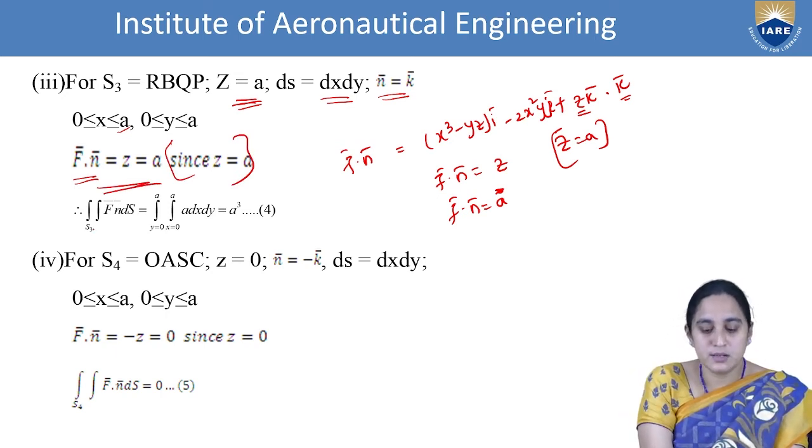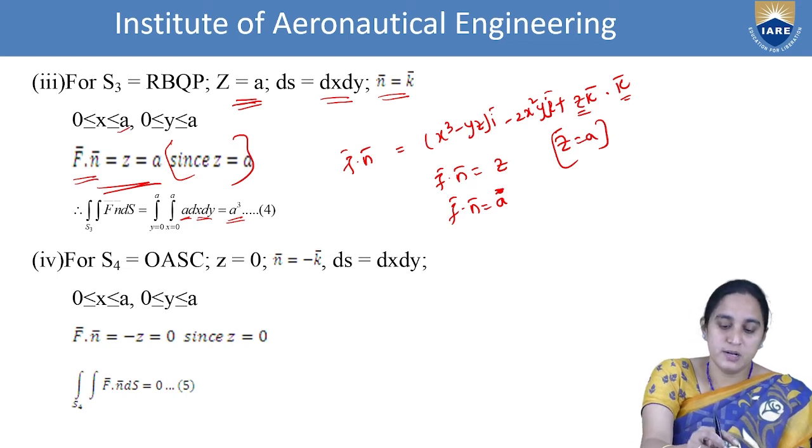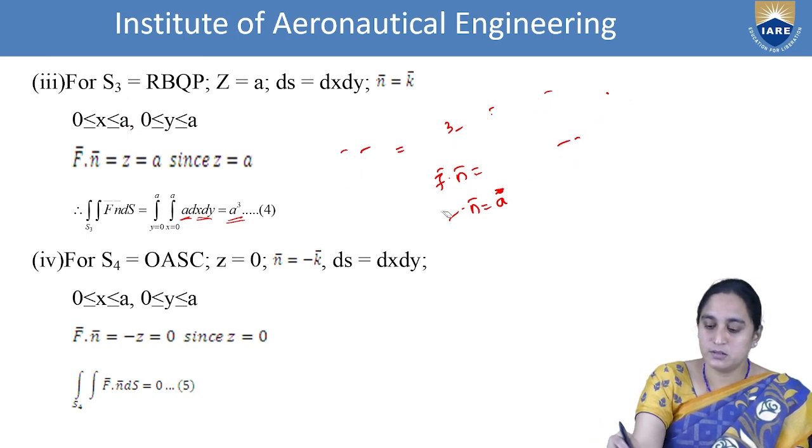Therefore, the surface integral, the double integral over S3 of f bar dot n bar ds, is equal to the integral with y limits from 0 to A and x from 0 to A of A into dx dy. First integrate with respect to x, that is A into A, that is A square. After that, integration with respect to y gives a square into, after substituting the y limit, a square into a, that is a cube. Therefore the third phase surface integral value is a cube. Let us take that as the third equation.